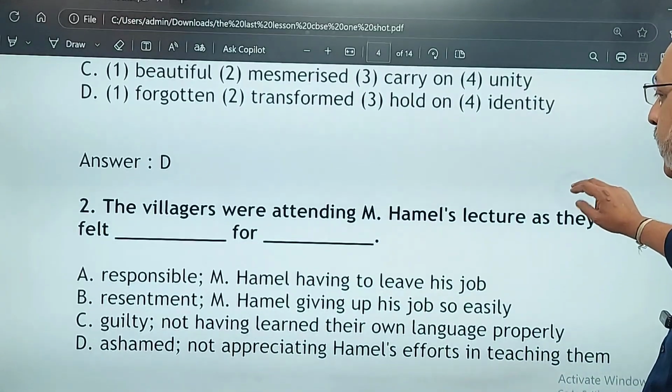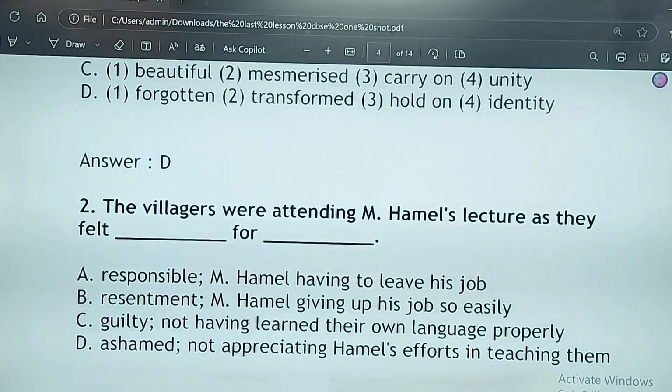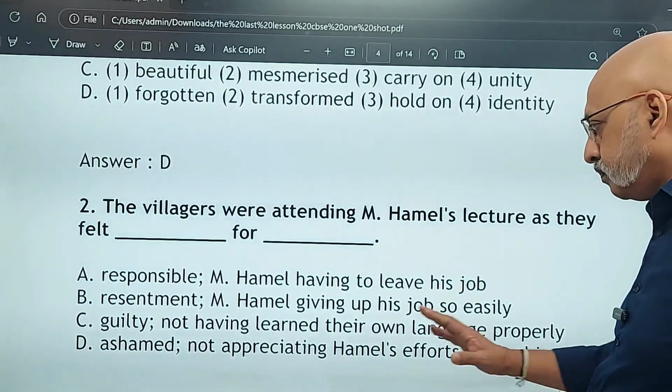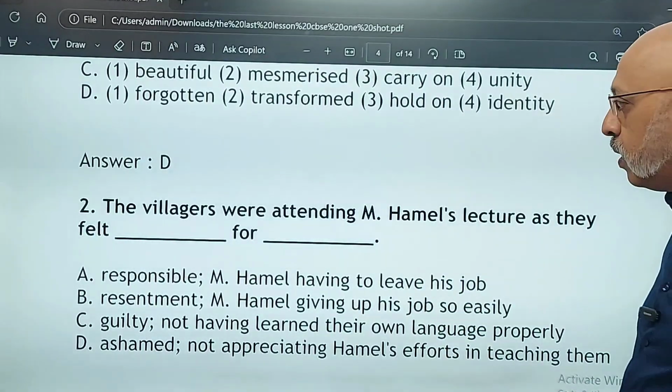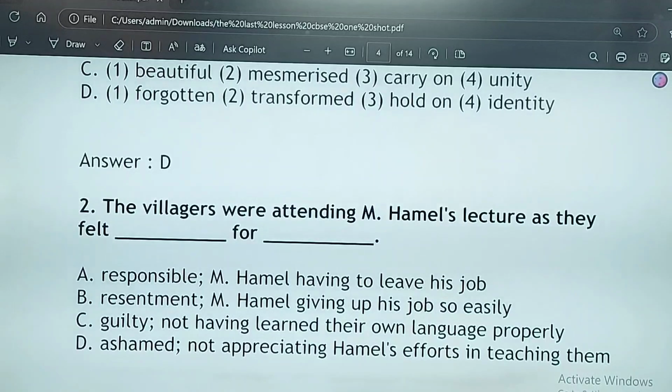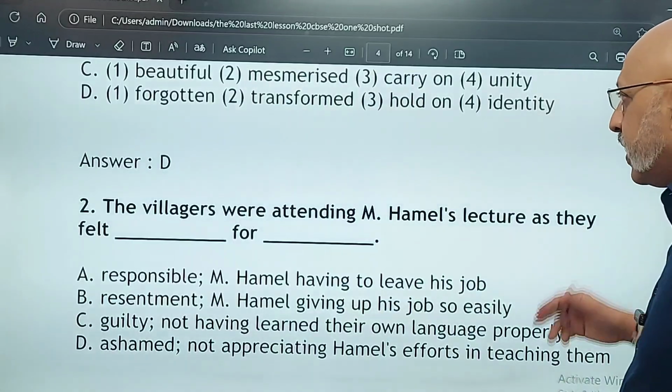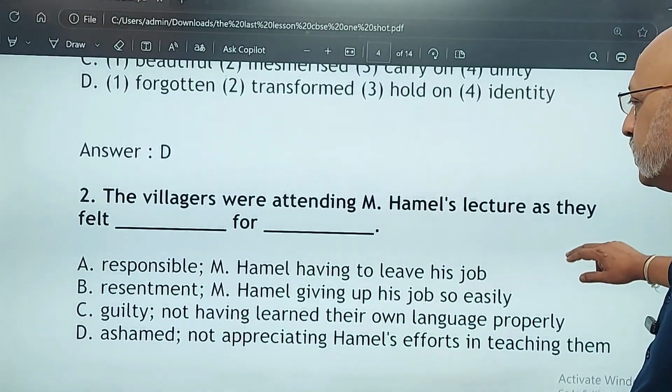The villagers were attending M. Hamel's lecture as they felt dash for dash. What are the two words which will come in the two fill in the blanks? So the correct answer here is C.